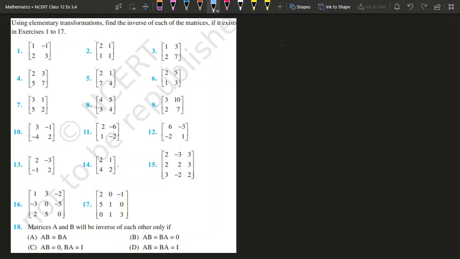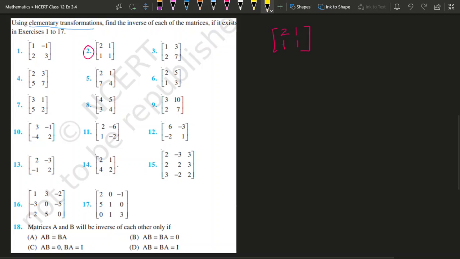This video will be to get some practice on computing the inverses of matrices using elementary operations, elementary transformations. And we will do so by doing some problems from NCERT Class 12 Exercise 3.4. And let's begin. So let's take problem number 2. Problem number 2 has a matrix of 2, 1, 1, 1, and you have to compute its inverse.